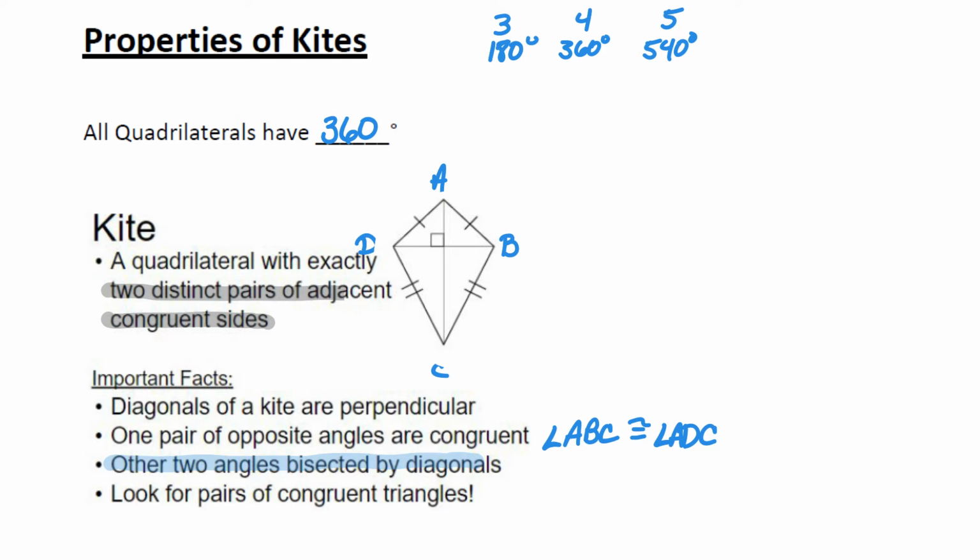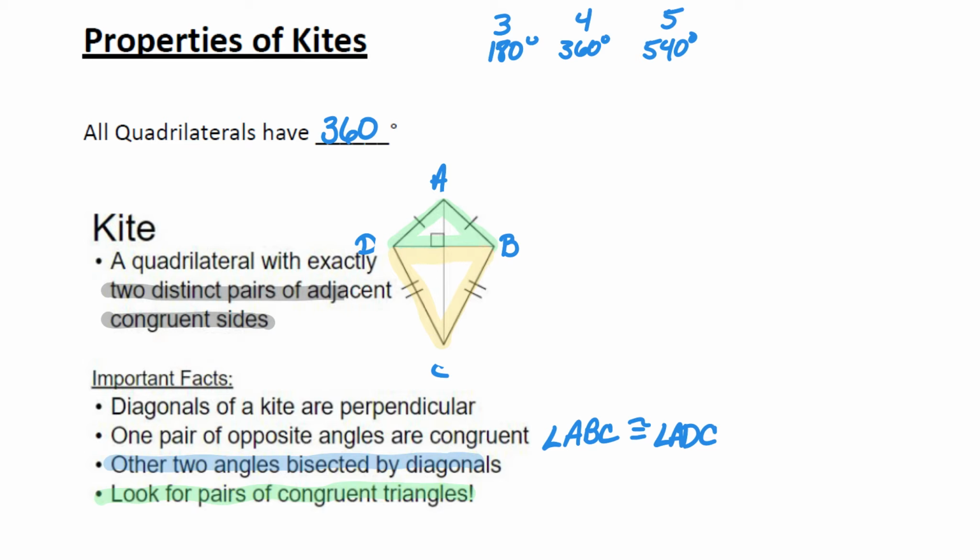And then the last little fact that we see on our little sheet here is what has already been mentioned. We have pairs of congruent triangles. We have the triangle on the top. We have the triangle on the bottom.